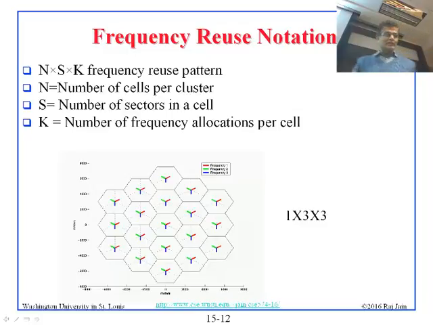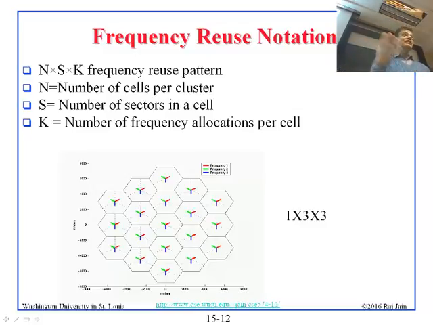So when you say, well, in St. Louis near Washu, we are using 1 by 3 by 3, which means we are going to use just one, in every cell we are going to repeat it. Okay? And the next thing is S. We are going to use 3 sectors.